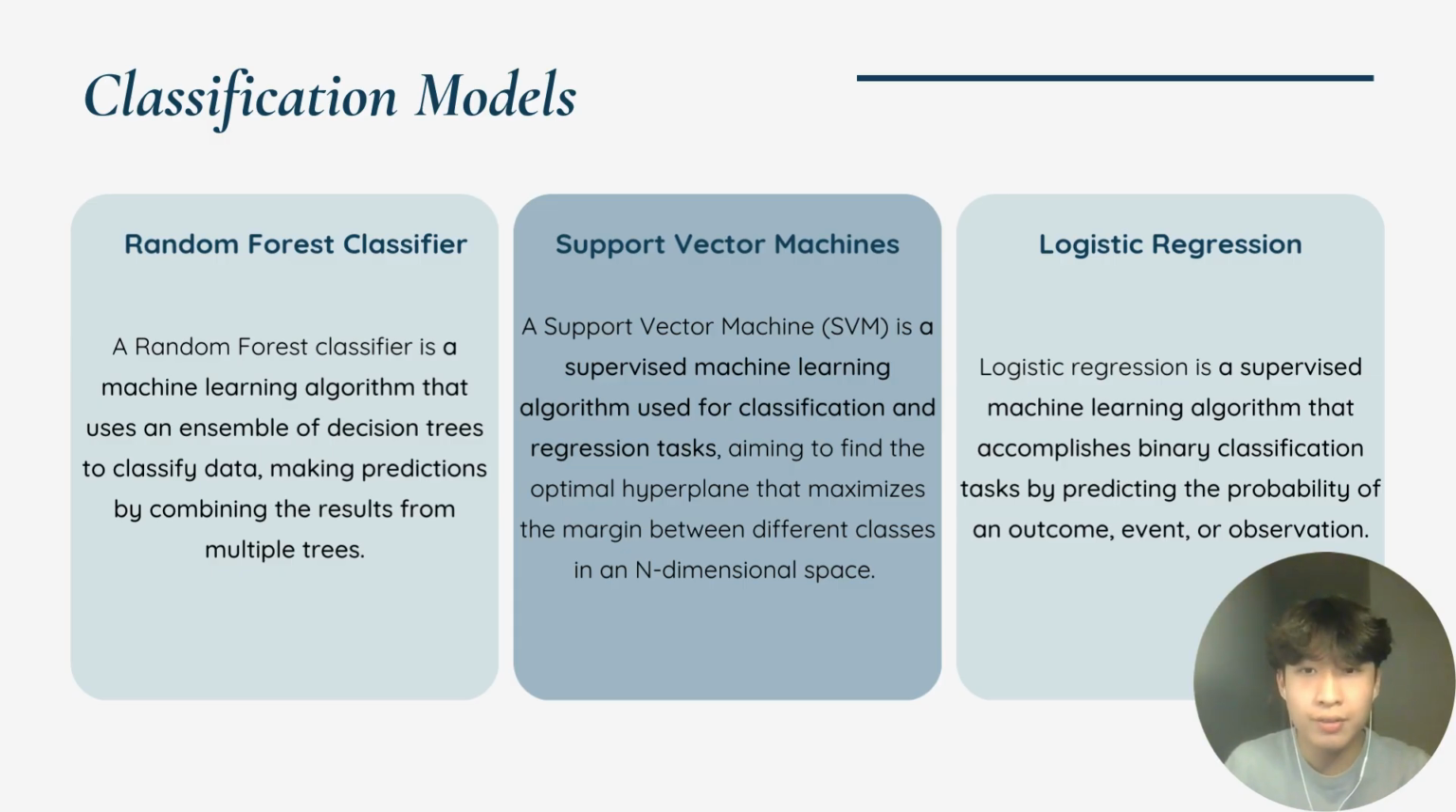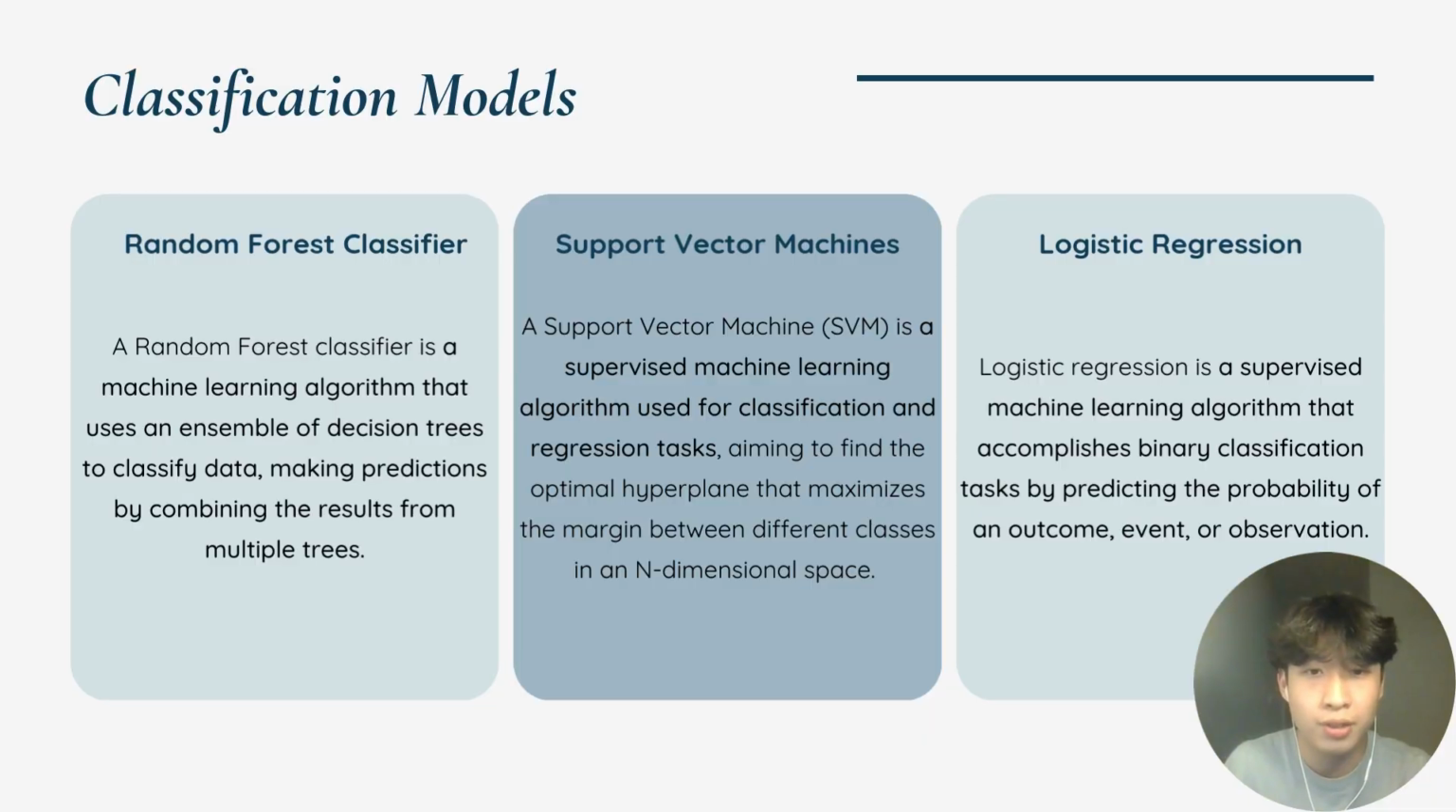So the three classification models used for this objective would be the random forest classifier, support vector machines, and logistic regression. A random forest classifier is a machine learning algorithm that uses an ensemble of decision trees to classify data, making predictions by combining the results from multiple trees.